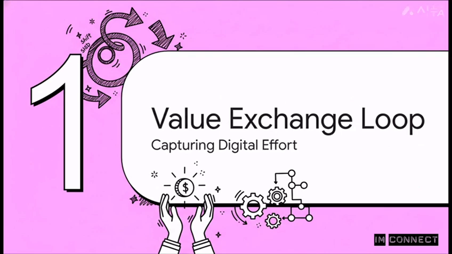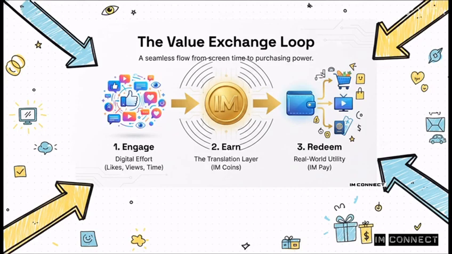So how in the world does this shift actually happen? Well, it all comes down to a really simple, kind of elegant system that's designed to capture that value for you. Let's break it down. Okay, so this is what we call the value exchange loop, and it shows the entire journey from your screen time to real purchasing power. It's a simple three-step process. You engage, you earn, and you redeem.